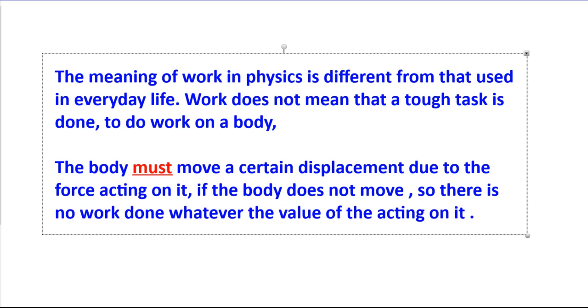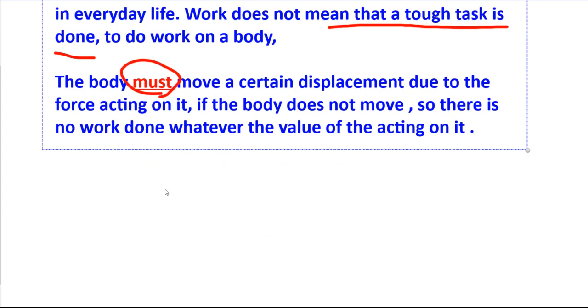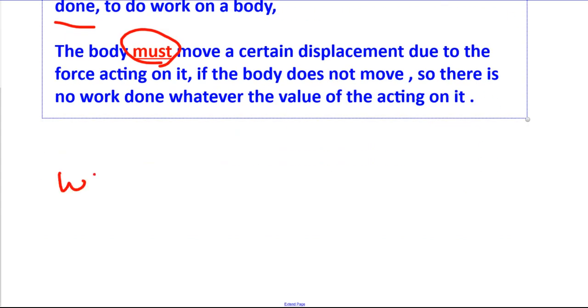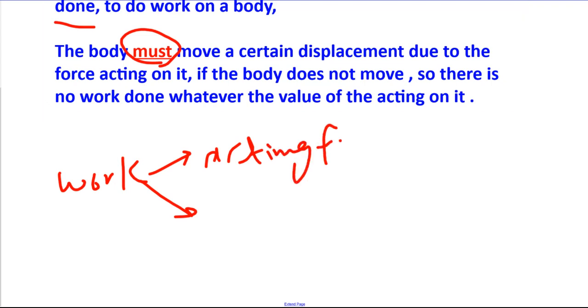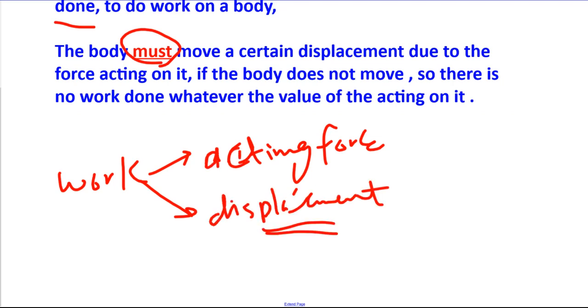Work does not mean that a tough task is done. The body must move in certain displacement due to the force. So if you need to have work, you need two conditions to be done: an acting force on the object, and making sure that this object is moved a displacement. So we need an acting force and a displacement in the direction of the force.